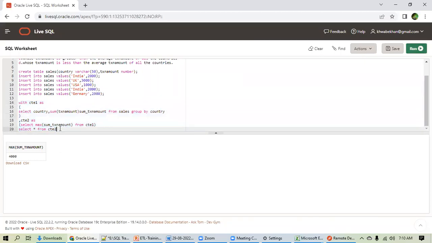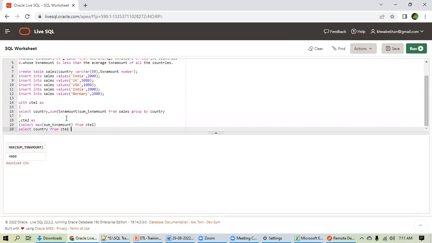Display country name. Then what should I do? Tell me the query. From which CTE will I get the country name, CT1 or CT2? CT1. So I will write here that I want country name from CT1.